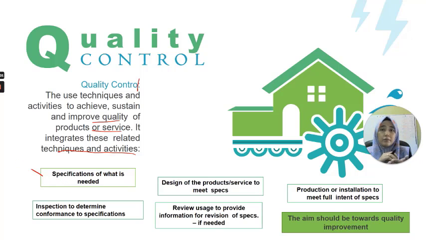Nak tengok kualiti satu produk telefon contohnya. Okay, dia punya kualiti dia, okay, spek dia apa? Specification dia mesti ada. Okay, dia berapa RAM, boleh receive berapa laju wifi, berapa kamera depan, berapa kamera belakang. So, this is a very specification that is needed dalam sesuatu quality control. Kemudian inspection to determine the conformance to specification.